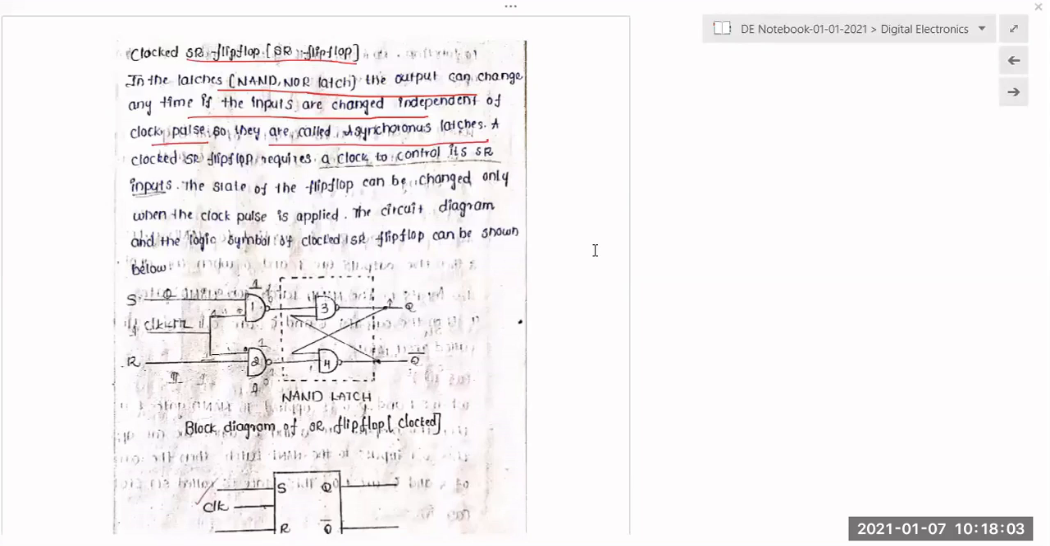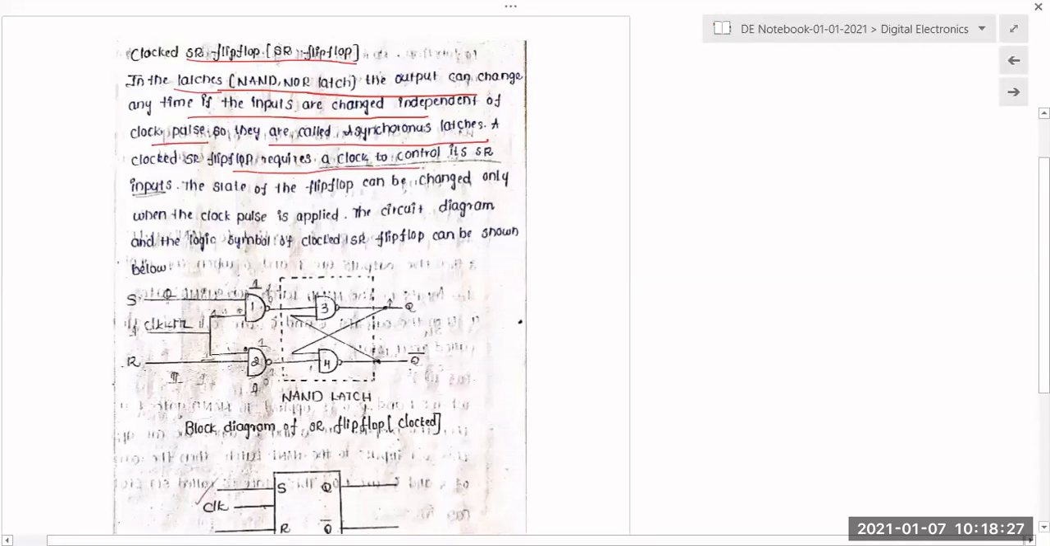So they are called asynchronous latches. This is the difference between latch and flip-flop. In the latches, the output can change any time if the inputs are changed, independent of the clock pulse. Is that clear? Here the output changes, but it is independent of the clock pulse. So that is called asynchronous latches.